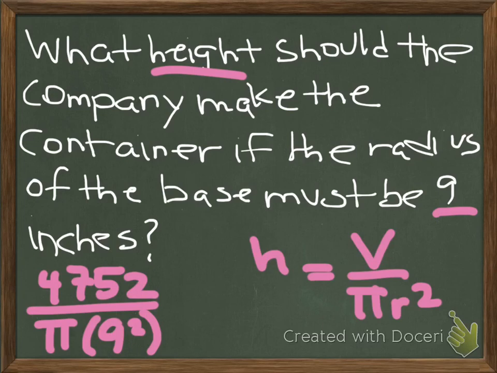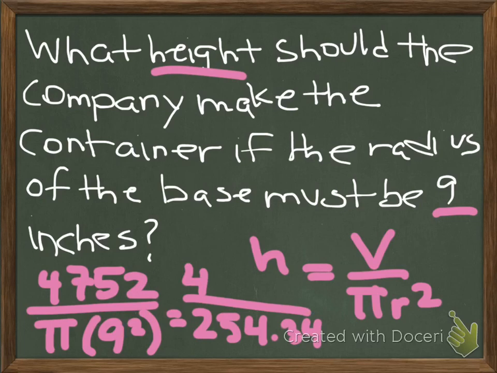Now if we take 4752 and divide by pi times 9 squared, pi times 9 squared is 81 times 3.14, which is 254.34. And we're going to take the 4752 and divide by 254.34, which gives us about 18.6 or 18.7.